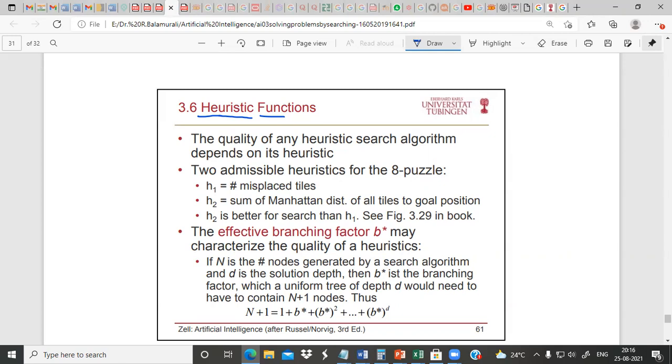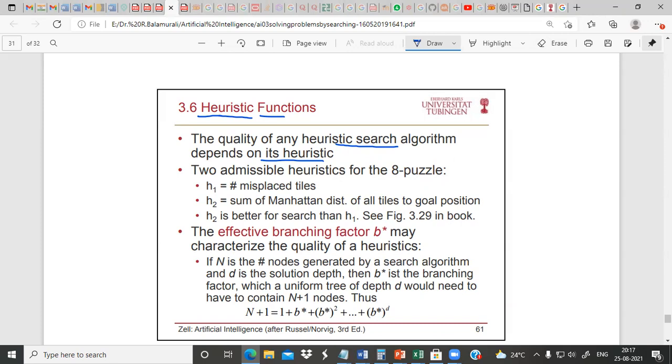So the quality of a heuristic search algorithm depends on its heuristic function. So that is the point. The quality of a heuristic search algorithm depends on the heuristic function. We have already discussed that for an algorithm to be optimal, it should satisfy two conditions. That is, the heuristic function should be admissible and also consistent.